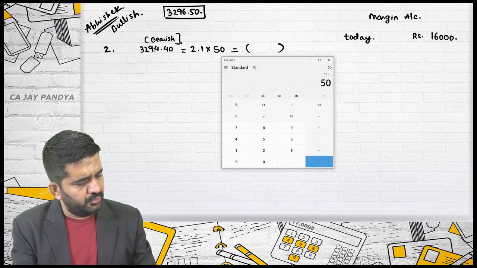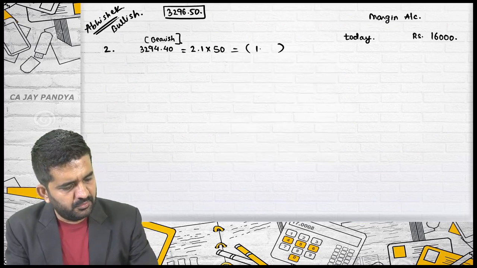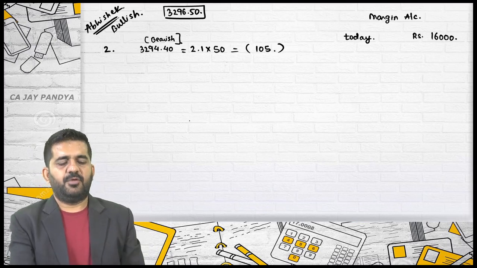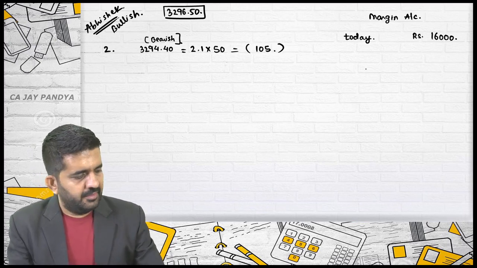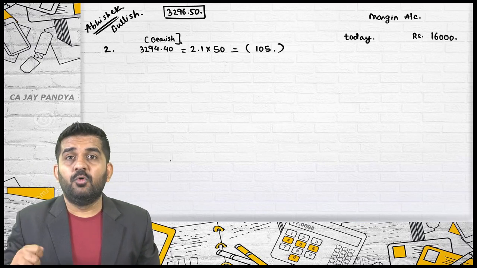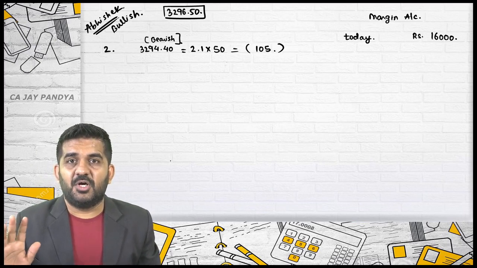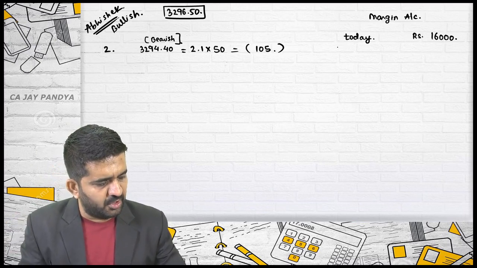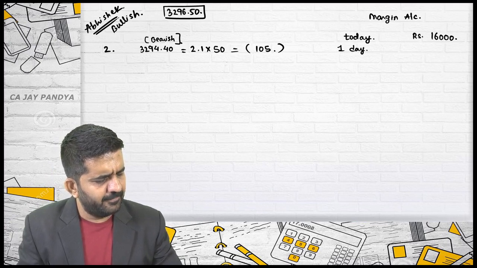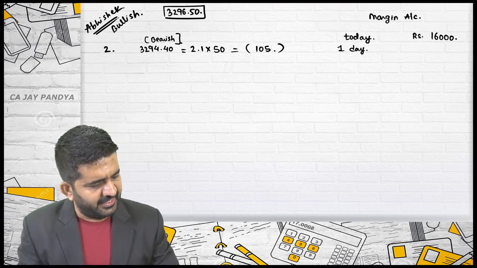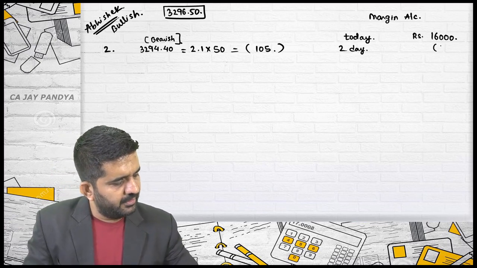2.1 into 50. It is 105. Is it all right? What will the broker do? Will he ask 105 rupees from me today? No. That is on one day. Sorry, this is the second day. On the second day, the settlement will be negative 105.